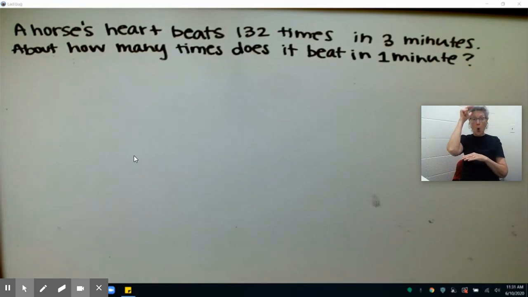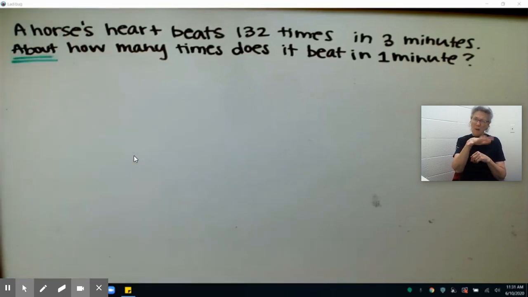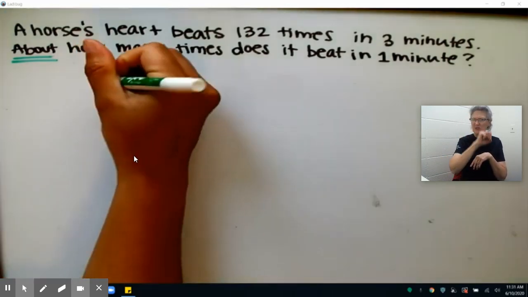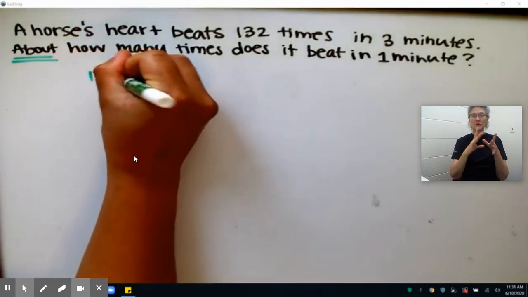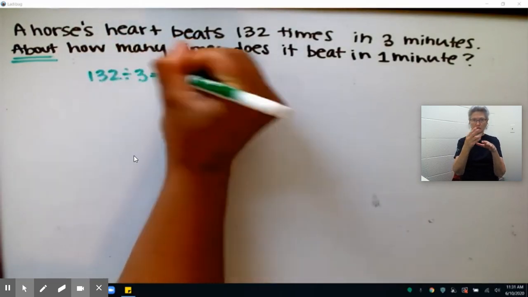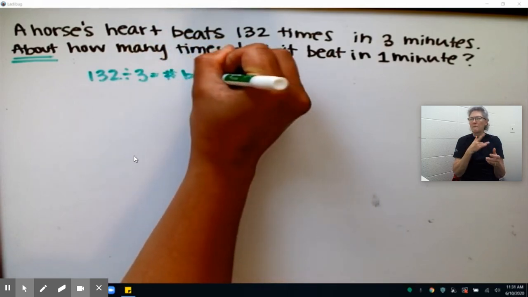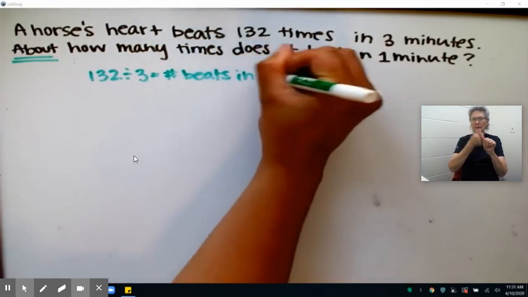A horse's heart beats 132 times in 3 minutes. About how many times does it beat in 1 minute? Because our question has the word about in it, I know that the quotient that I'm going to find is going to be an estimated quotient. The problem that this story explains to us is 132 divided by 3 equals some number of beats per minute. Beats in 1 minute.